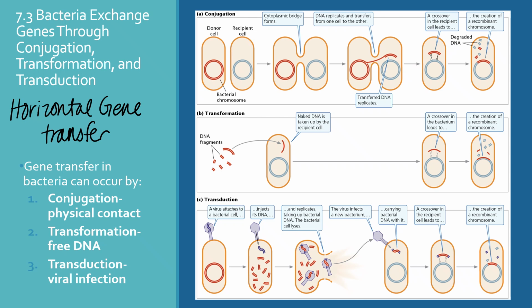So we are going to talk about the 3 mechanisms, but just 2 in this video. The first one is conjugation. This is where cells transfer genetic information through physical contact through a structure called a pilus. We'll also talk about transformation, which is where organisms take up free DNA that is in their environment. And then in a later video, we will talk about transduction, which is viral movement of bacterial genes from one bacterium to another.